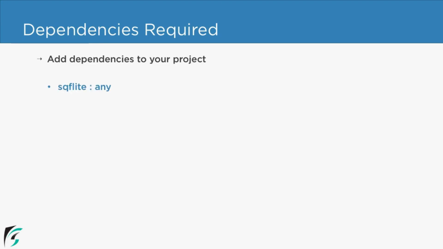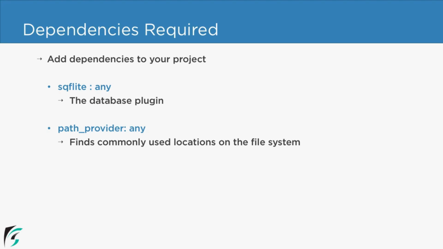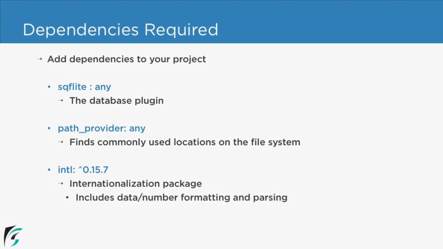The first one will be SQFlite plugin that we discussed in the previous video. And then we will add path provider, which will help us to find the commonly used locations on the file system of both Android and iOS. And then in the end we will add Intl package, which is basically the internationalization package, which will help us to deal with the date conversion or even parsing some number or string.